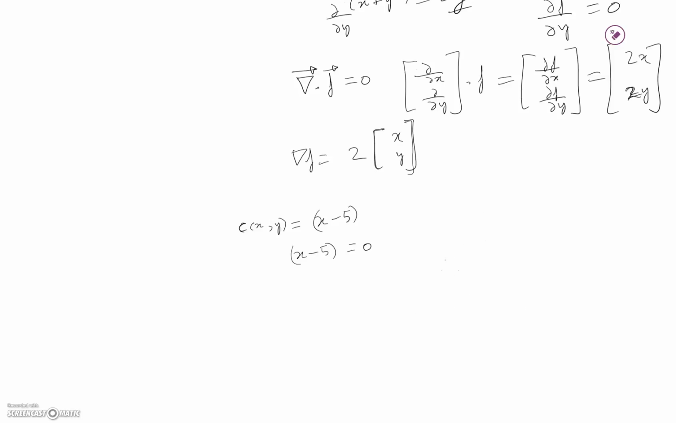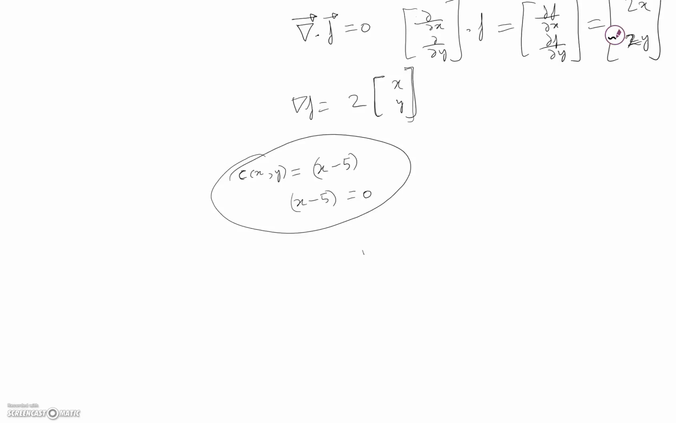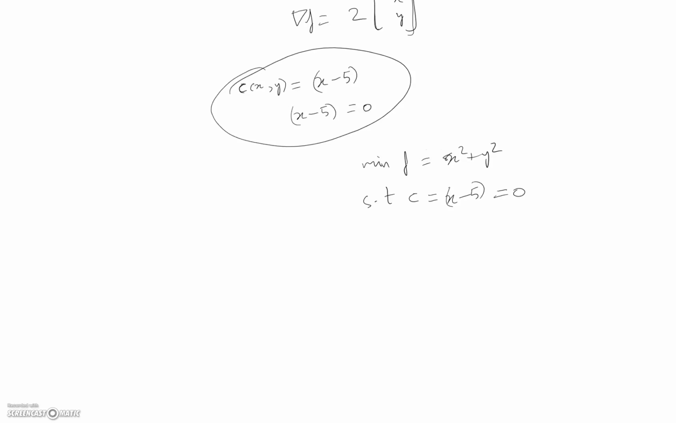Now how does this constraint affect our optimization problem? Well, now you can frame your optimization problem as minimize f equal to x squared plus y squared, subject to c equal to x minus 5 equal to 0.